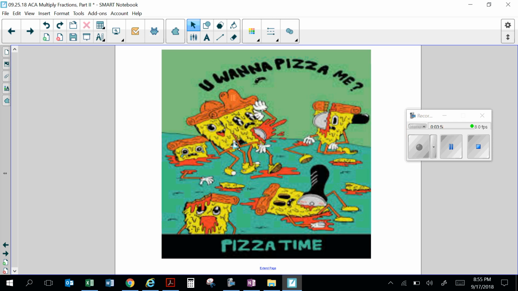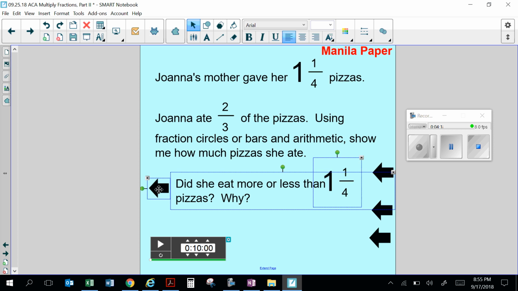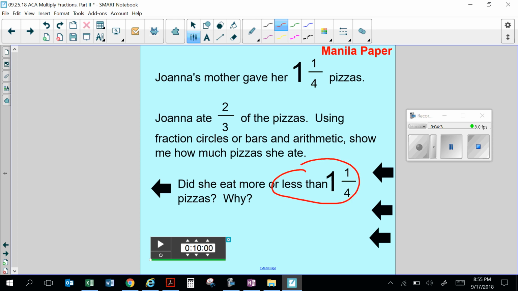Well, we're going to do a little activity. Joanna's mother gave her 1 1/4 pizza. Joanna ate 2/3 of the pizza. Using fraction circles or bars and arithmetic, show me how much pizza she ate. So before we do this, what do you think the answer would be? Did she eat more or less than 1 1/4 pizzas? Why? She ate 2/3 of this pizza. Is she eating the whole pizza? No, she's eating a fraction of it, part of it. So our answer should be less than 1 1/4.